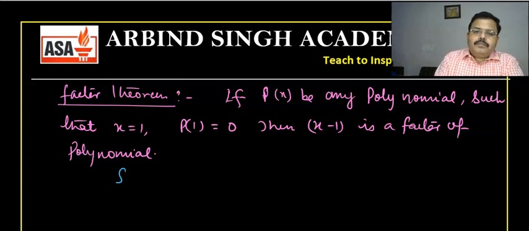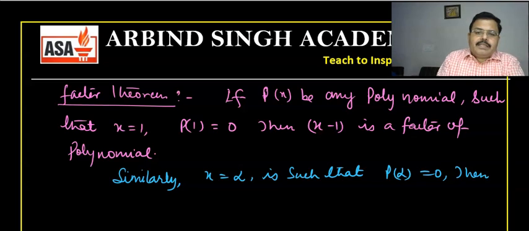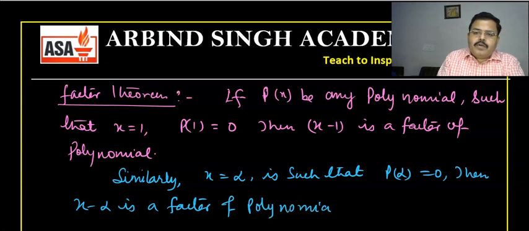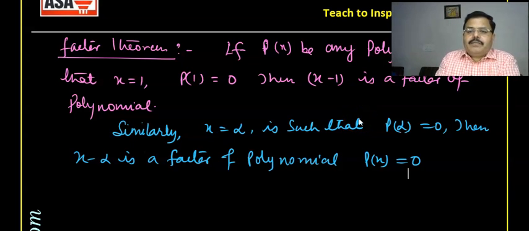Similarly, if x is equal to alpha is such that p(alpha) is equal to 0, then x minus alpha is a factor of the polynomial p(x). Right, now x minus alpha is a factor of p(x). So x equal to alpha brings the polynomial to 0.